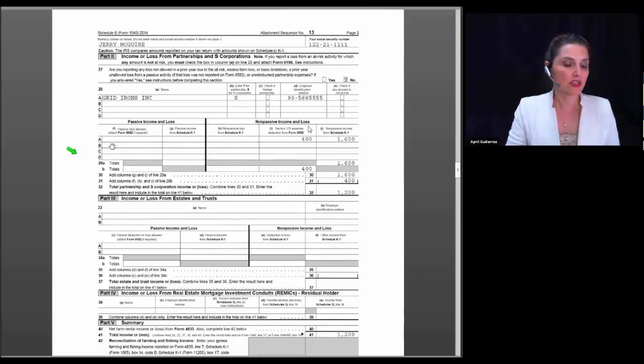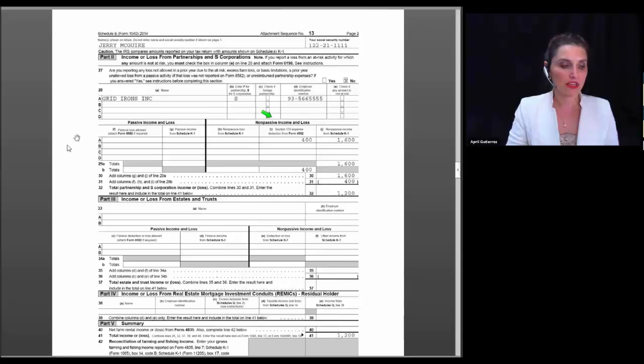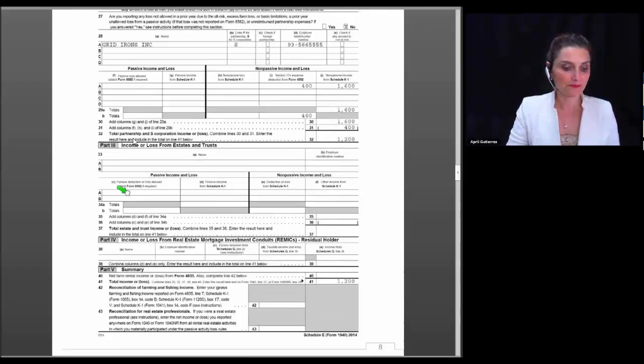In the case of Jerry Maguire, he's actively engaged in his business, so the amounts flowing through from the K-1 go in the non-passive columns. If he were passive in his business, he would report those in the passive columns. And the reason we care is that when you have passive losses, those losses cannot be used to offset anything other than passive income, whereas non-passive losses are allowed to offset other forms of non-passive income.